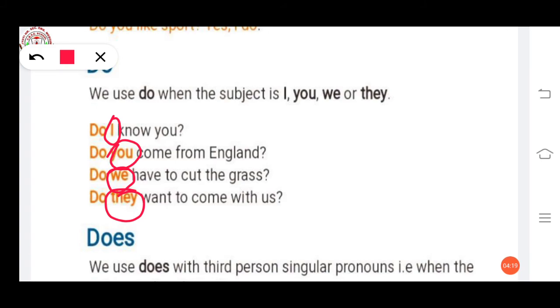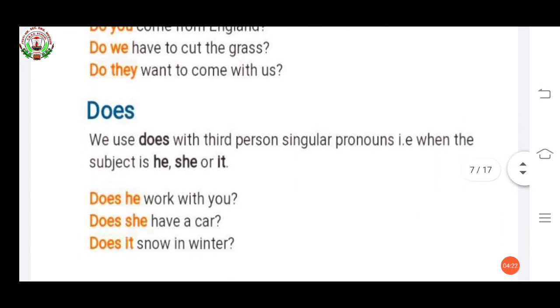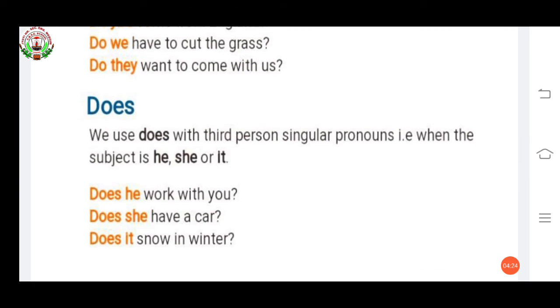Now see does. We use does with third person singular pronouns. That is when the subject is he, she or it. Remember this. We use does with he, she or it. These are called third person. If we are talking, me and you, and we are using he or she, it means we are talking about some other person. So that person becomes the third person.